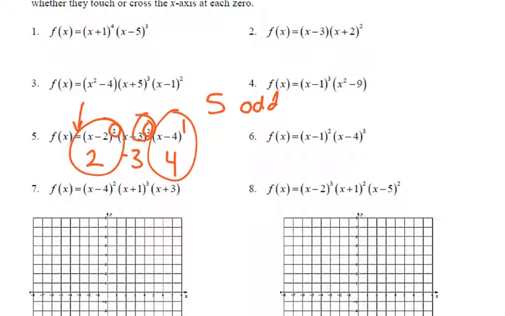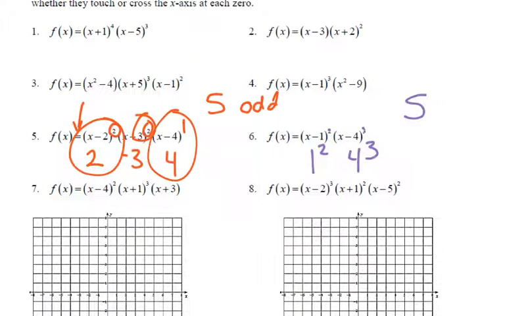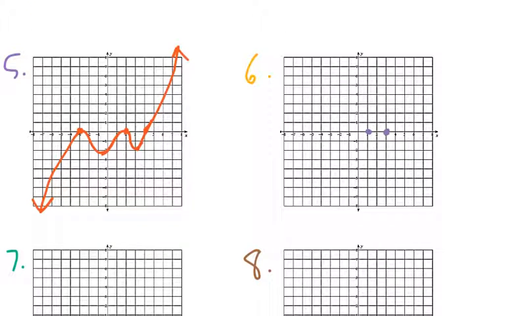Now number 6, we've got a degree of 5 again, 2 plus 3. So positive 1 has a multiplicity of 2, positive 4 has a multiplicity of 3. So at 1, it's going to bounce, and at 3, it's going to go through. Okay? It's an odd degree positive again, which it seems like they're all odd degree positives, doesn't it? So as we go to the right up, as we go to the left down. So from this 0, we're going to go up.